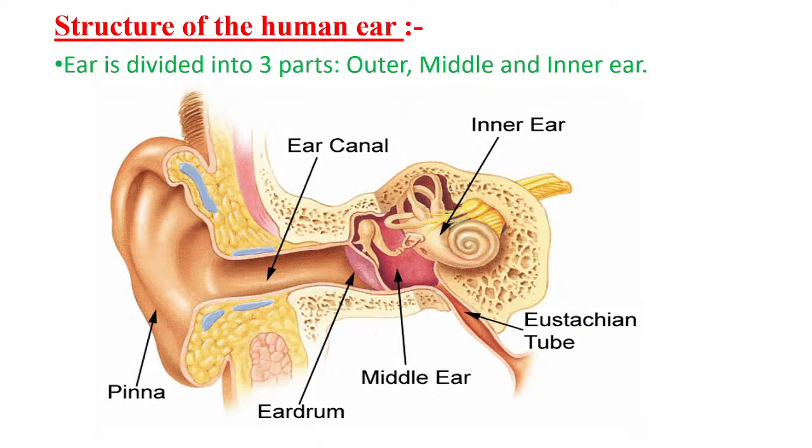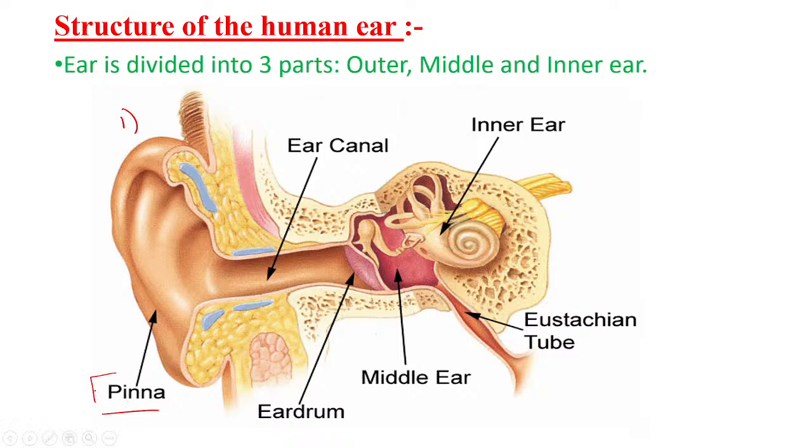Let us now come to the main part of the lesson, that is the structure of the human ear. The human ear is divided into three regions or three parts. What are the three parts? The outer ear, the middle ear, and the inner ear. The outer ear is also called the pinna. What's another name for the outer ear? You can touch the ear.